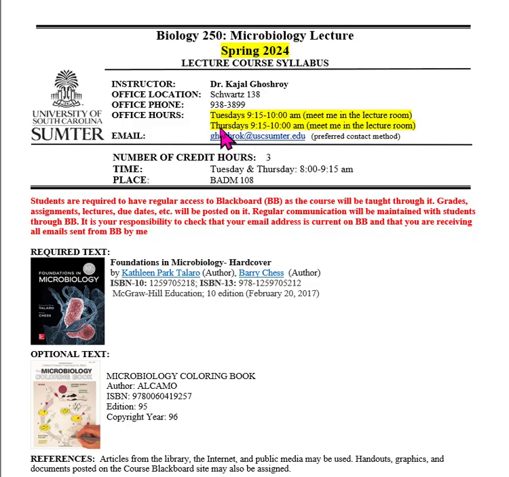My office hours are 9:15 to 10 a.m. on both days, and those slots are just after our lecture ends. So you can meet me in the lecture room, or if you want to, you can follow me to my office after the lecture.